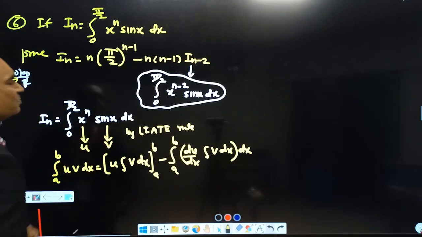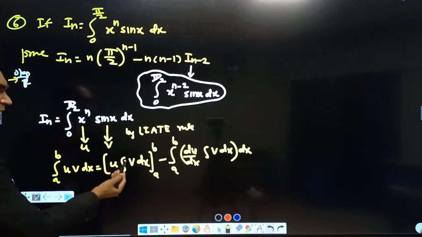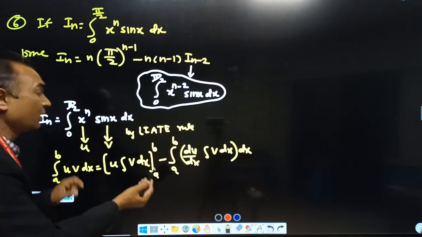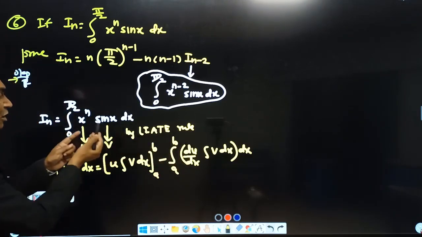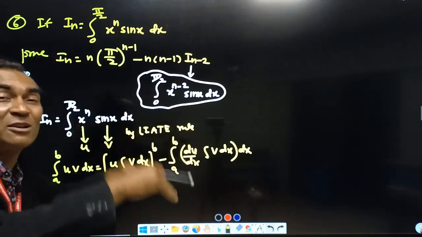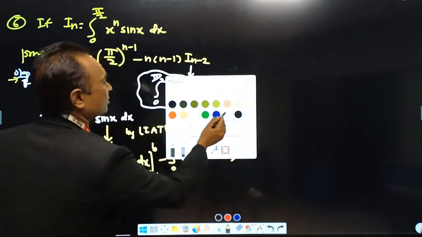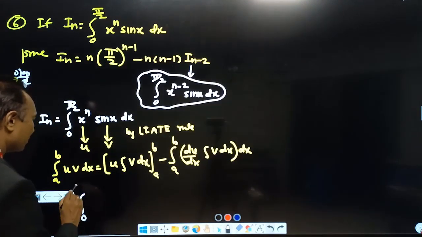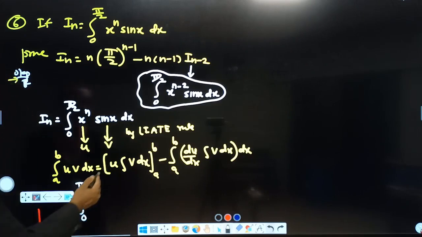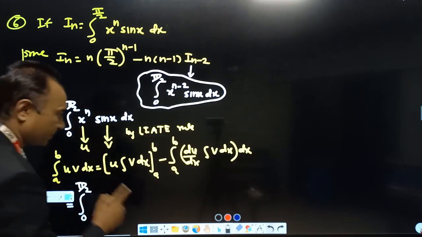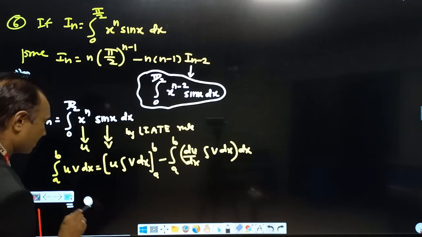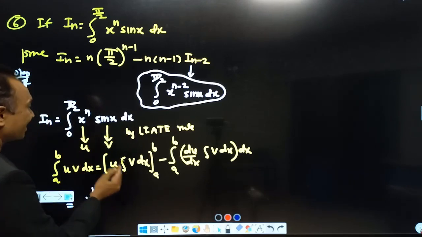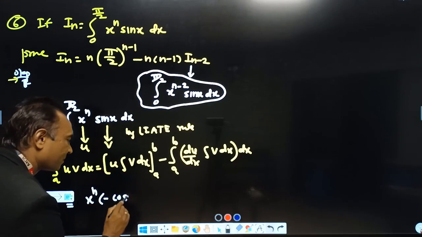Now let us replace the respective values. What is u? x raised to n. What is the integration of v? The integration of sine. The range is 0 to pi by 2, minus the range 0 to pi by 2 of the derivative of u, the derivative of x raised to n, times the integration of v, the integration of sine. Put the respective values. So we have 0 to pi by 2. Now what is u? x raised to n. What is the integration of v? The integration of sine is minus cos.